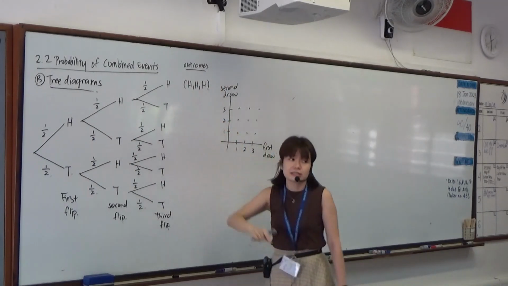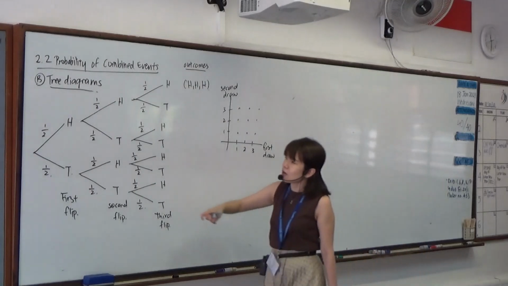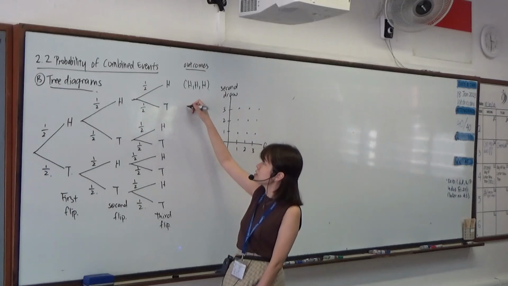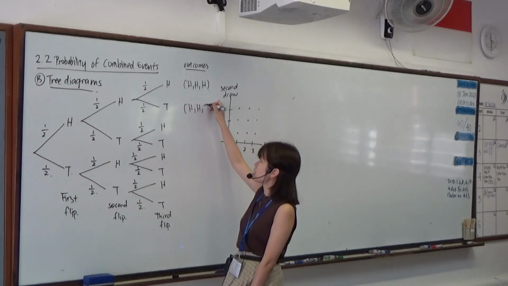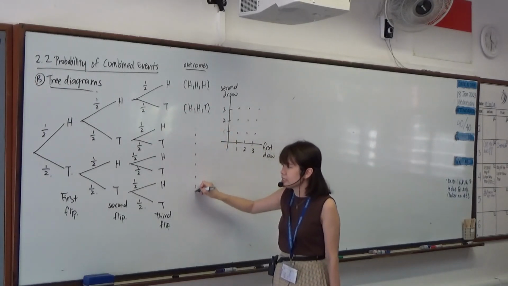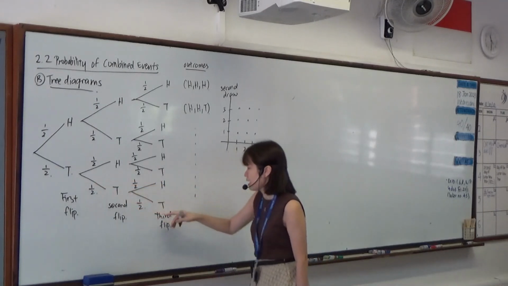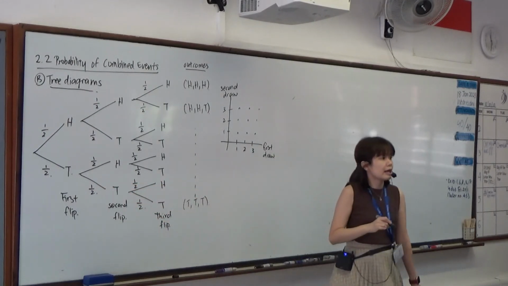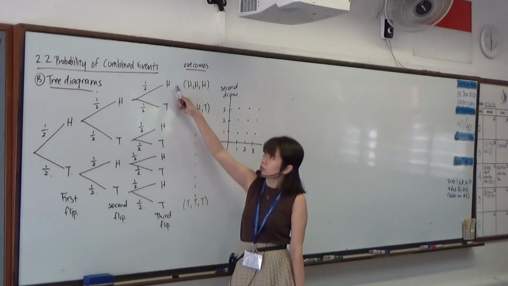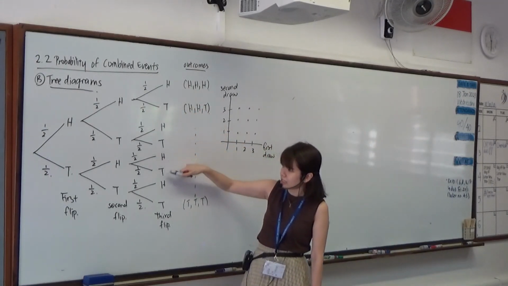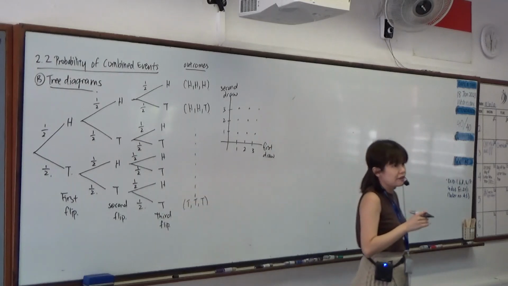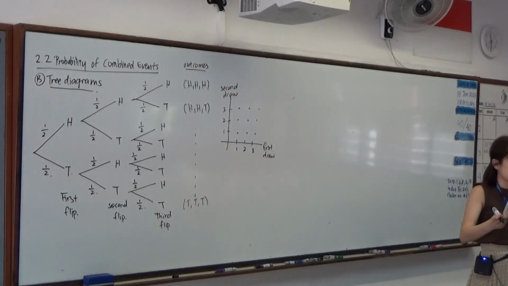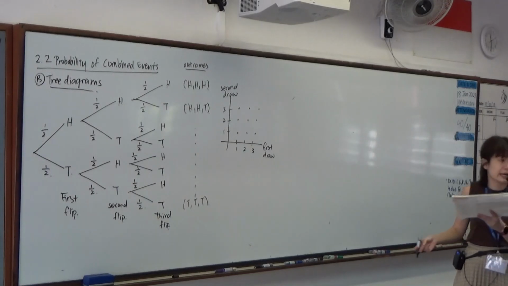So that is the first outcome. My second possible outcome is heads, heads, tails, following that track. I can do the same for all, till the end, where we have all tails. And I will see that I have a total of 1, 2, 3, 4, 5, 6, 7, 8. A total of 8 different outcomes. So that is how we can see the size of the sample space from a tree diagram.